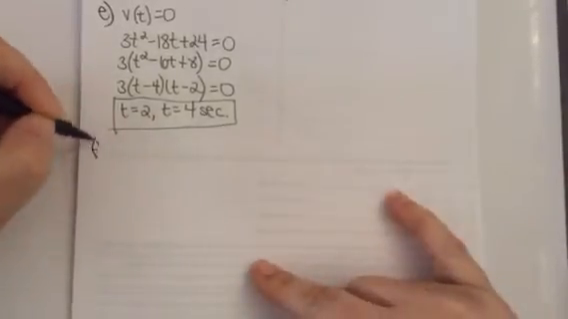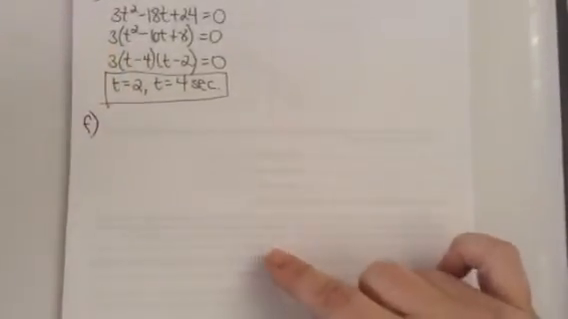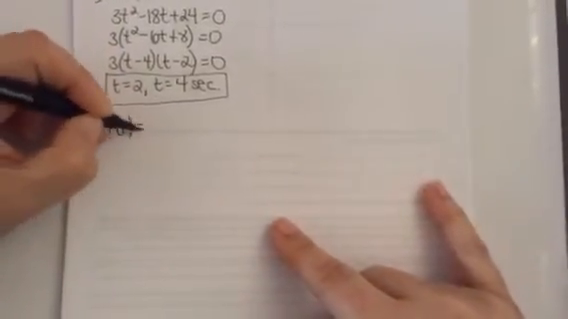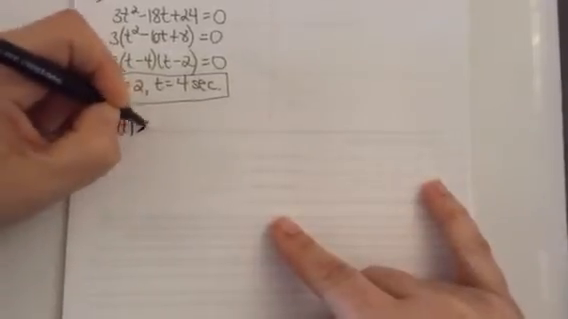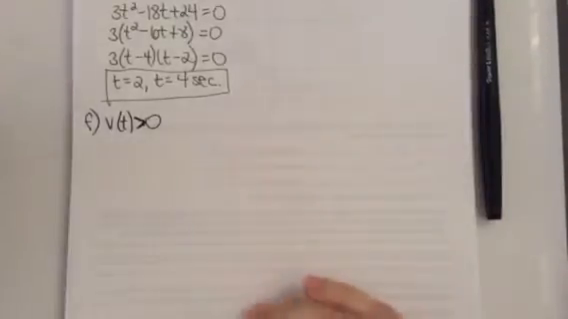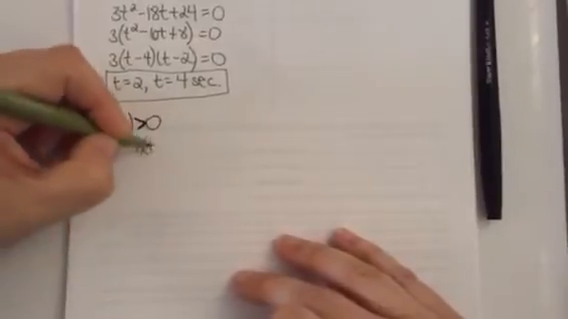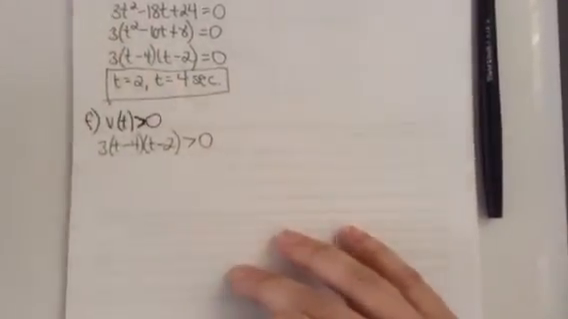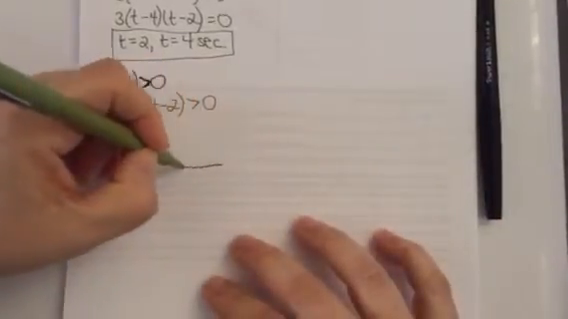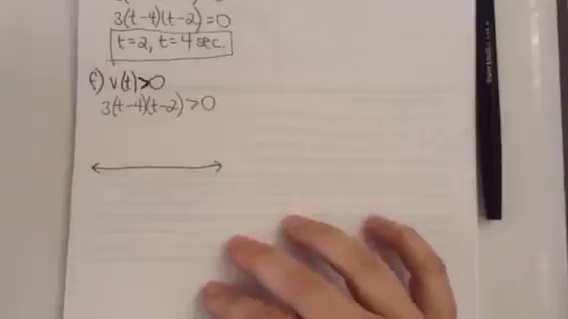Part F, when is the particle moving in the positive direction? So that's asking, like I mentioned a little bit earlier, velocity is a vector. Velocity is positive, moving right or up. So this question is asking when is the velocity positive. Let's take that factored form that we already had. I want to know when that's positive. Okay, so we've got to go back to pre-calc. Hopefully this is going to click in your heads what we're doing here.